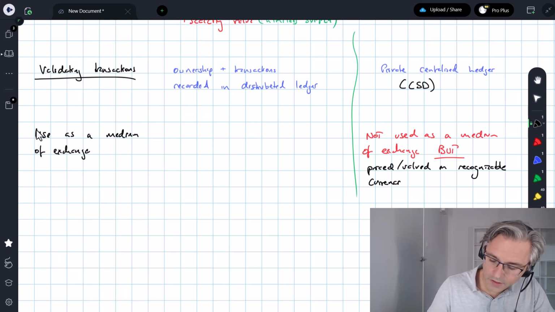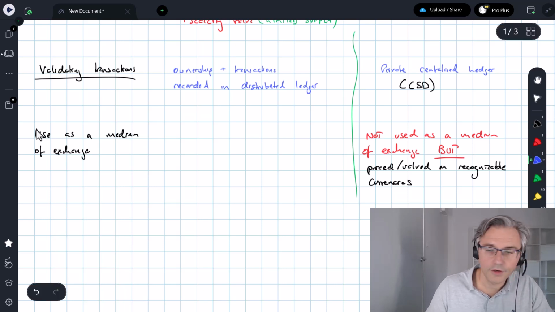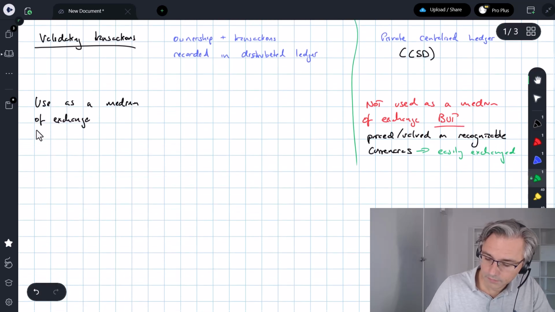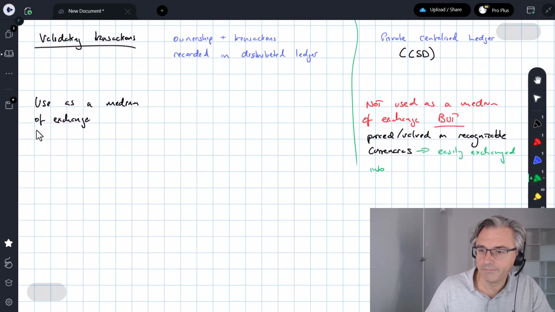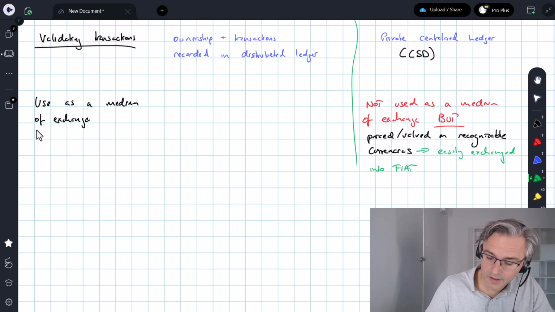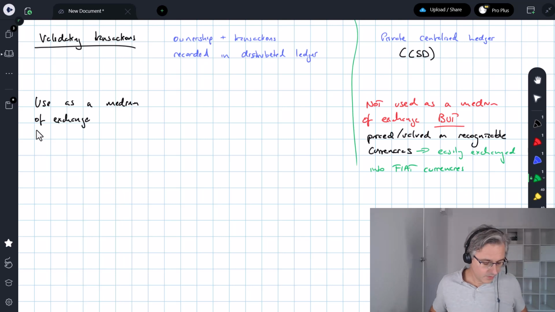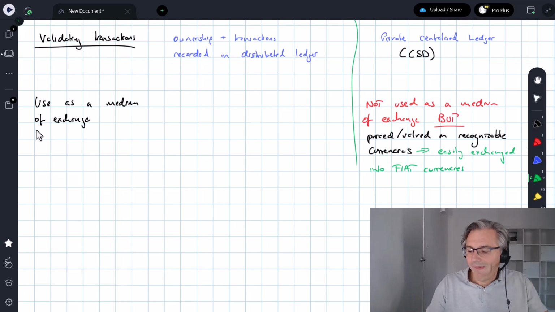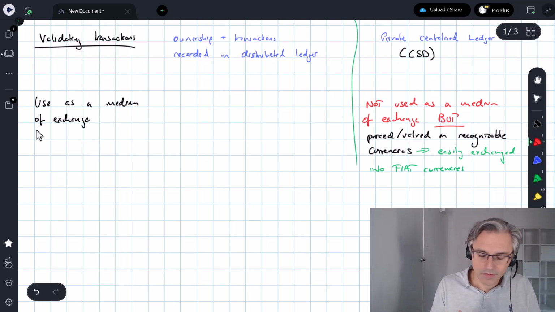These are so-called fiat currencies, like the US dollar, the euro, and because they're quite liquid, they are easily exchanged into fiat currencies. Fiat meaning currencies that don't have any backing in commodities like gold. So they are created by a central bank. And that's what you use to pay for stuff, right? That's your medium of exchange.